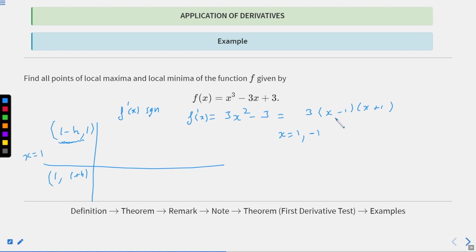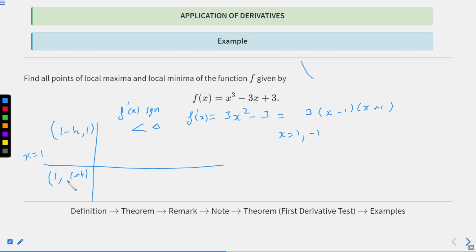This will be negative. If you take any number less than 1, one factor will be negative, but the other will be positive, so the whole thing will be negative. In this interval, the sign is negative. This means your graph is decreasing, somewhat like this.